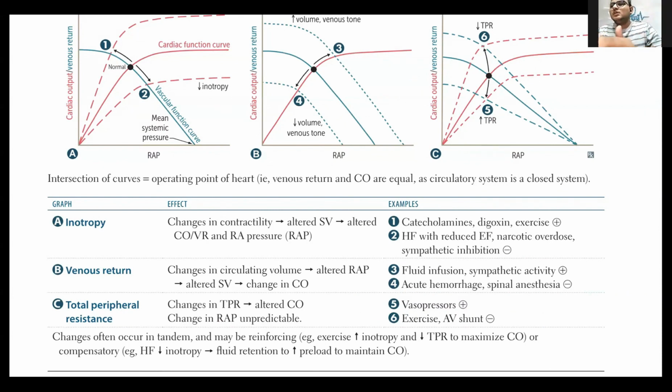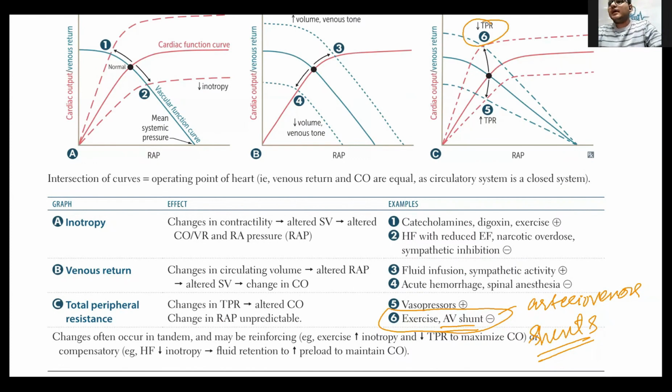Next, it is the next 6th point. What are the causes that increase the cardiac output by decreasing total peripheral resistance? Okay, these are exercise and AV shunts. AV shunts mean arteriovenous shunts. They will cause decreased total peripheral resistance and there will be more cardiac output. Like this is normal and you can see this is more cardiac output.